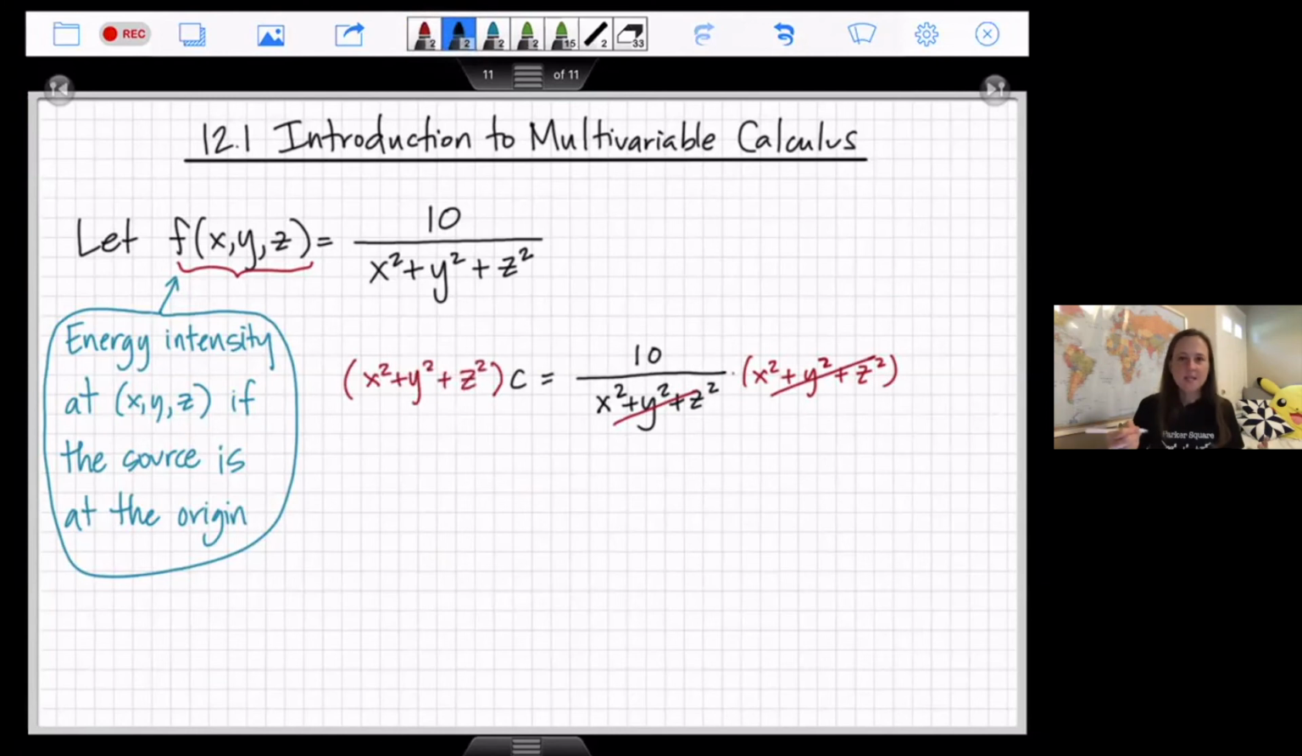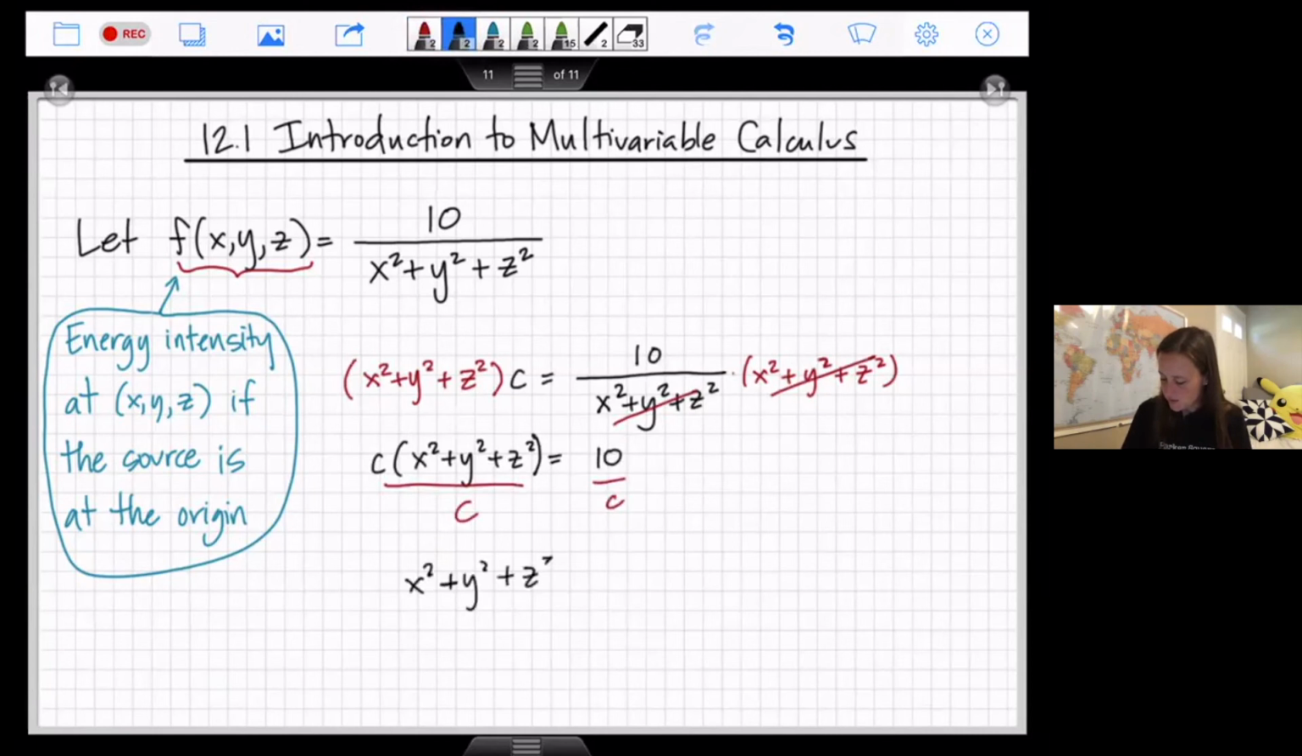All right, so I end up with c times x squared plus y squared plus z squared. And I'll just have 10 left over on the right. All right. And c is just a constant. It's a number like we were plugging in 2 and 4 in the last example. So I'm just going to divide both sides by c. And we get x squared plus y squared plus z squared is equal to 10 over c. All right. It's been a while since we thought about this kind of equation, but that's the equation of a sphere. And of course, the size of the sphere depends on what that value of c is.